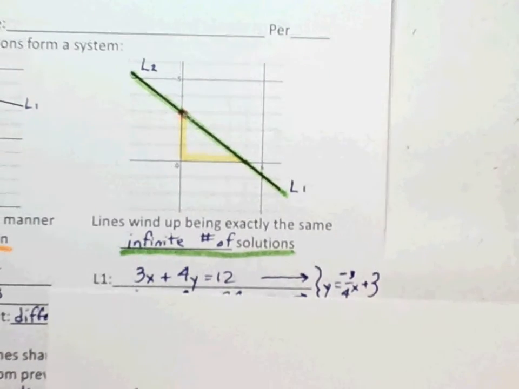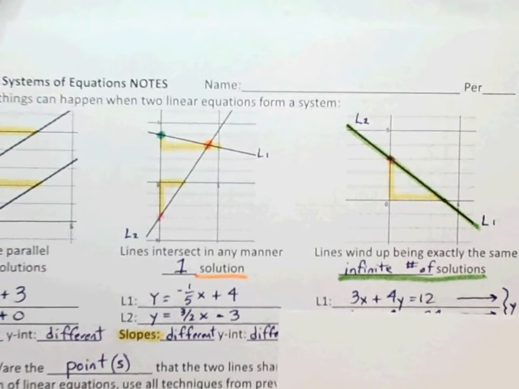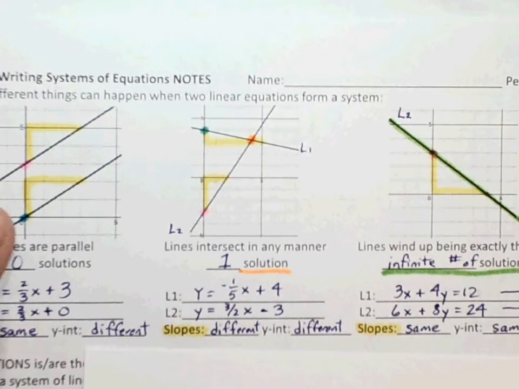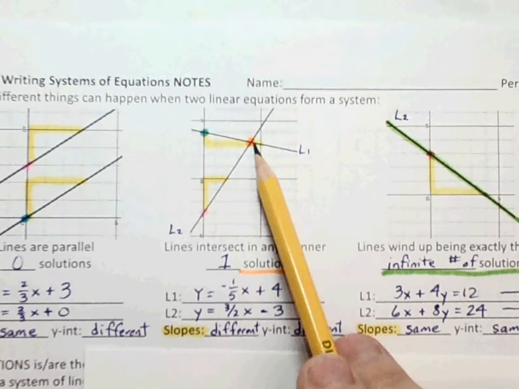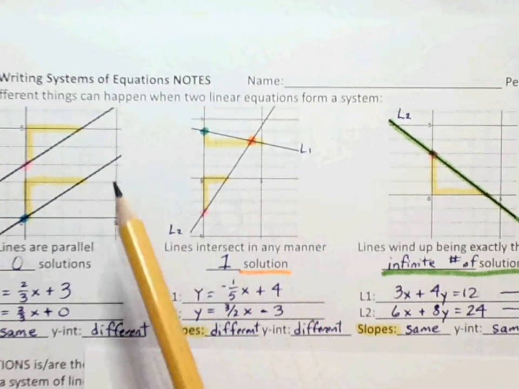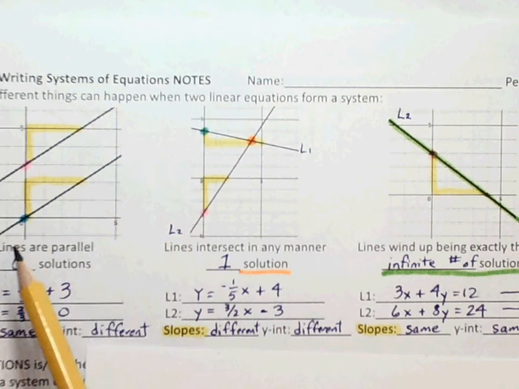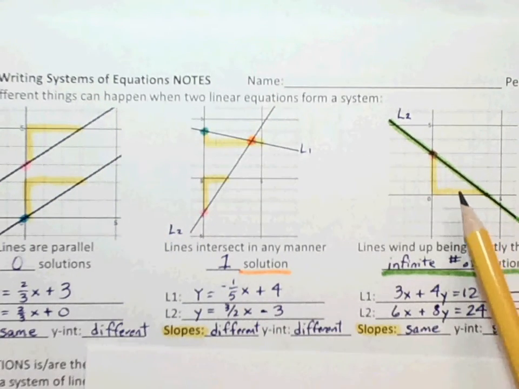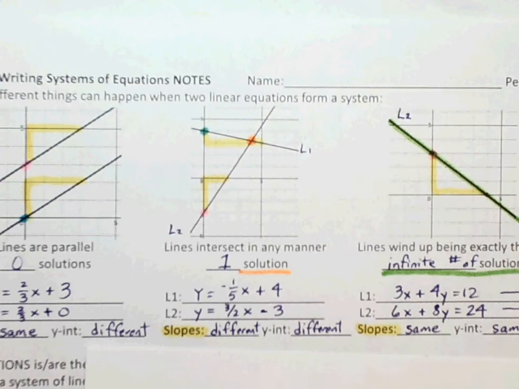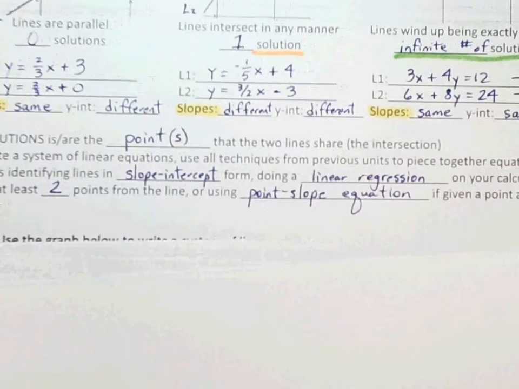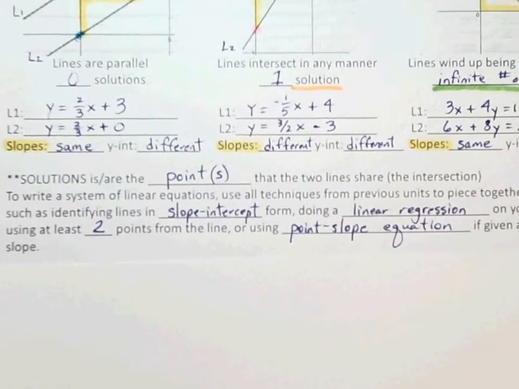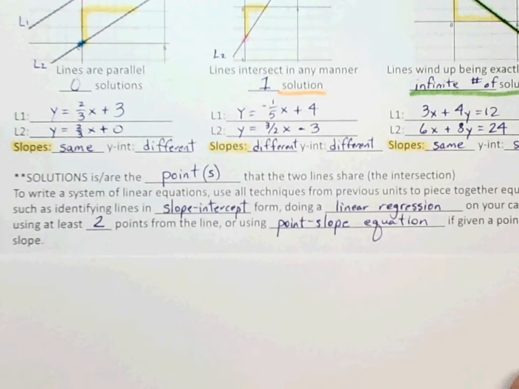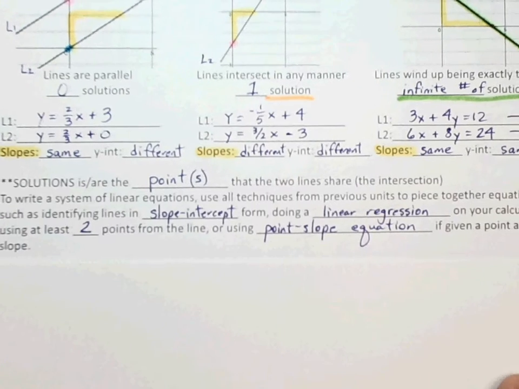So if we take a look at our three things that can happen on the linear playground, the two lines can cross once for one solution. They can not cross at all, being parallel, or they can wind up being the same line and sharing all of their points. All right, so let's go ahead and fill in these right here. Solutions are points that the two lines share, known as the intersection.